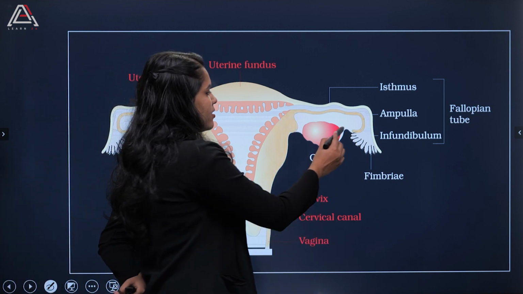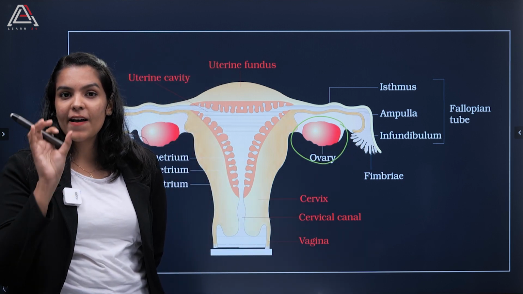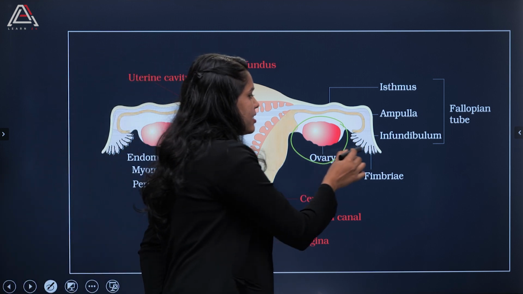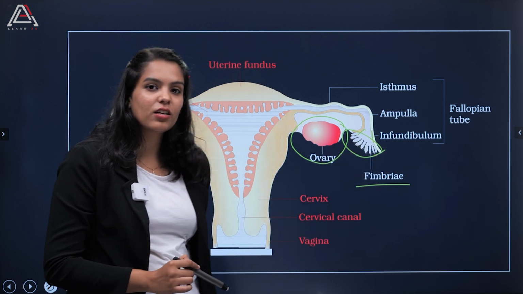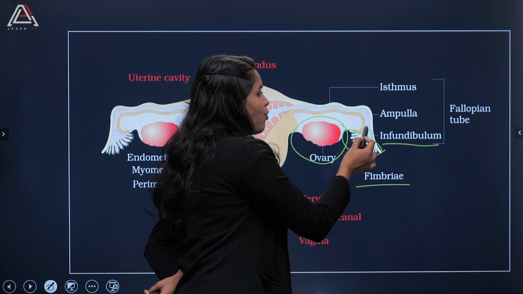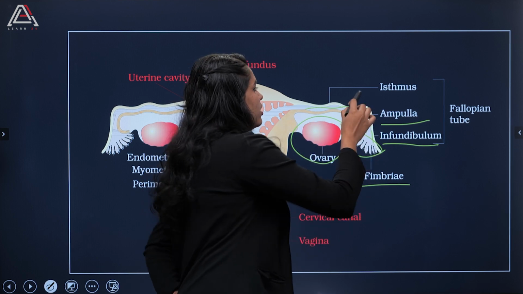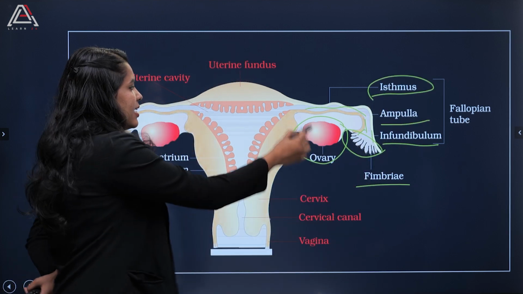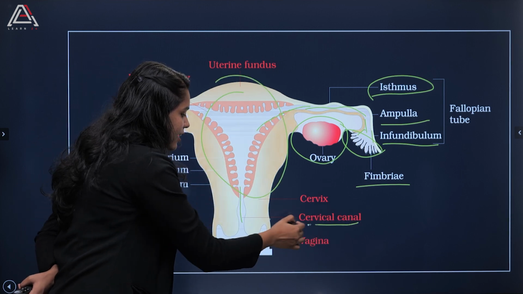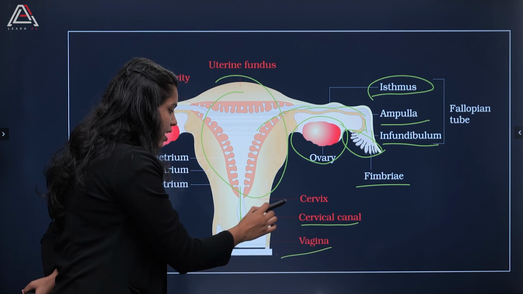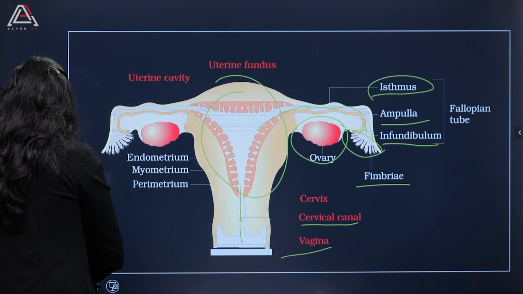Here you can see the ovary and how the ovum is collected by a finger-like projection, which is called the fimbriae. Then it moves through a funnel-shaped structure, the infundibulum, and opens to a wider part, the ampulla. It moves through a narrow path, the isthmus, reaches the uterus, and goes through the cervical canal to the vagina, and the cervical canal and the vagina together make the birth canal.